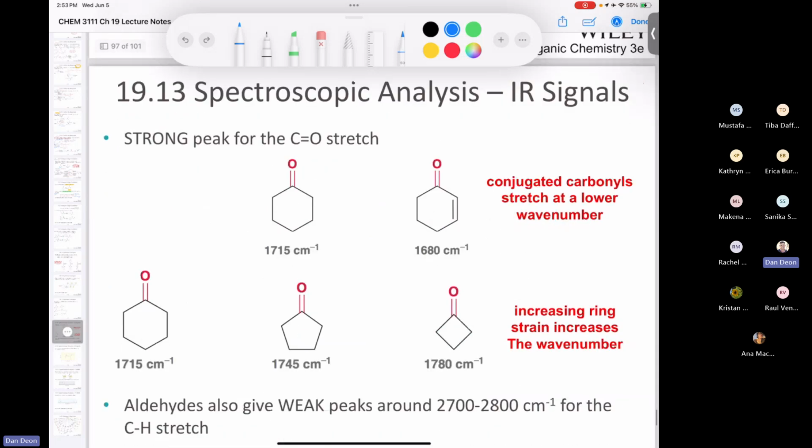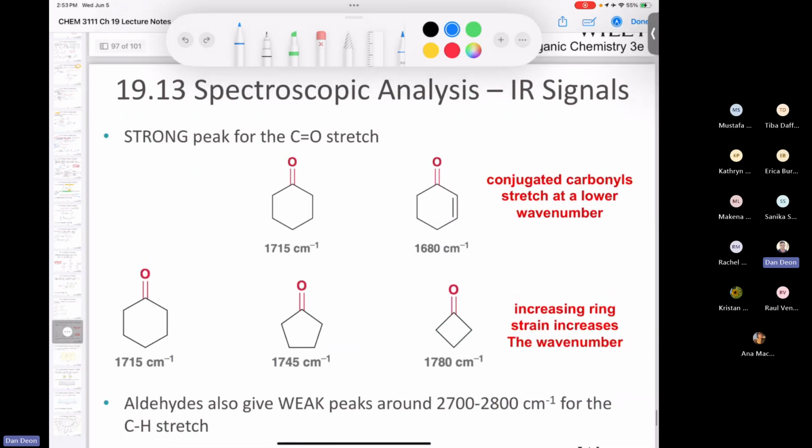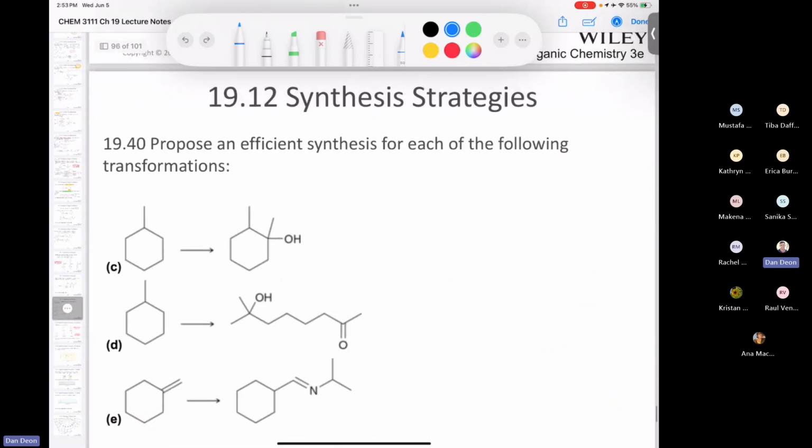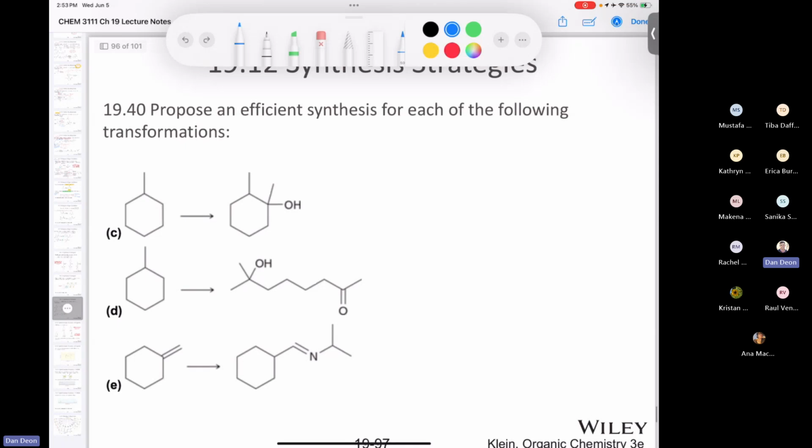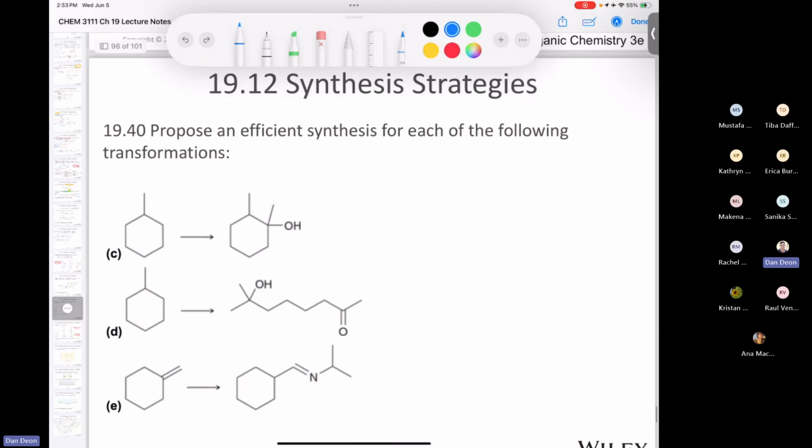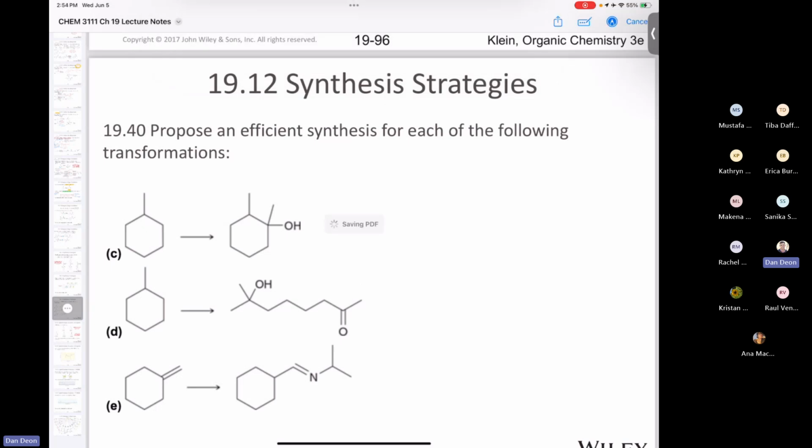Before I review section 19.13 with you in a little bit, I want to try some synthesis problems with you, okay? I want to try these 3 problems, and then once we solve these 3, I just want to take a quick look at spectroscopy with you. I know you guys are all really good at spectroscopy, but I'm going to go over to a blank page just to make sure I have enough room to solve all of these, so just bear with me here.